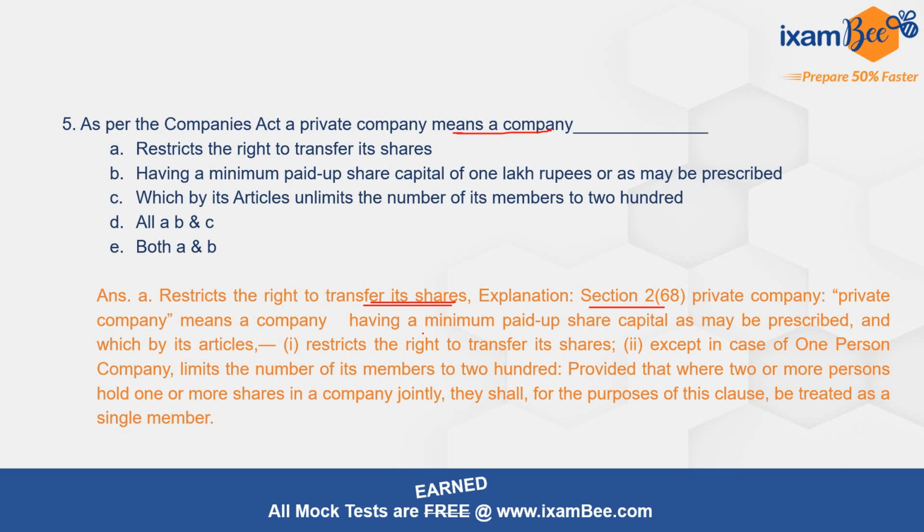A private company is a company which has a minimum paid up share capital as may be prescribed, and which by its articles restricts the right to transfer its shares, except in case of one person company the number of members is limited to 200, and where two or more persons are holding one or more shares in a company jointly, then in that case they will be treated as a single member. So these are the various important things with respect to understanding what a private company is.